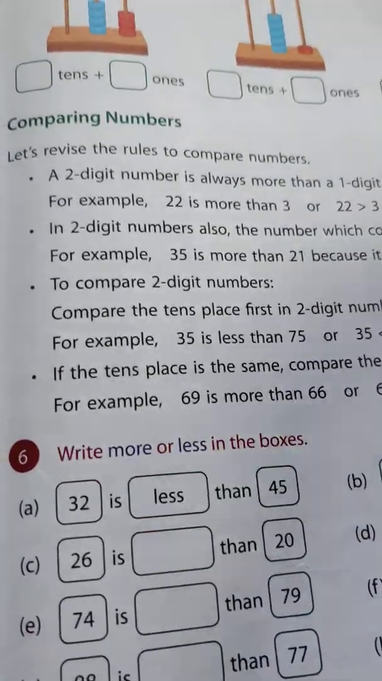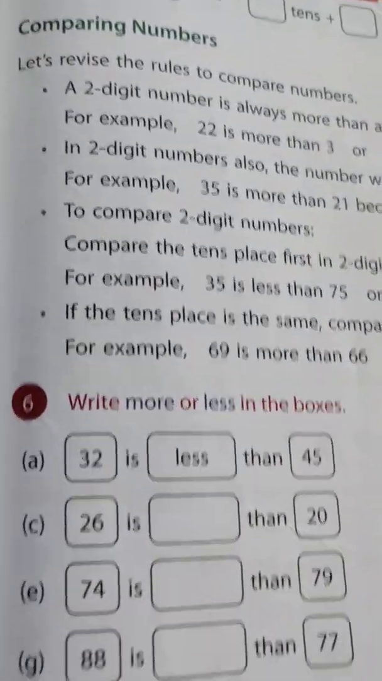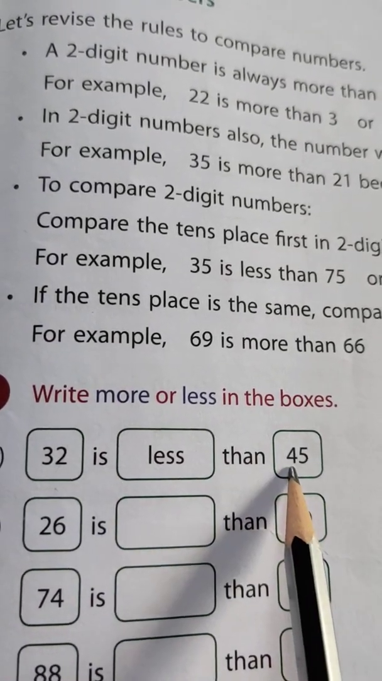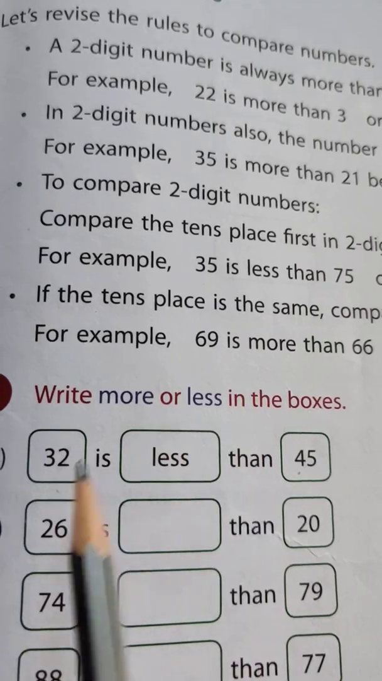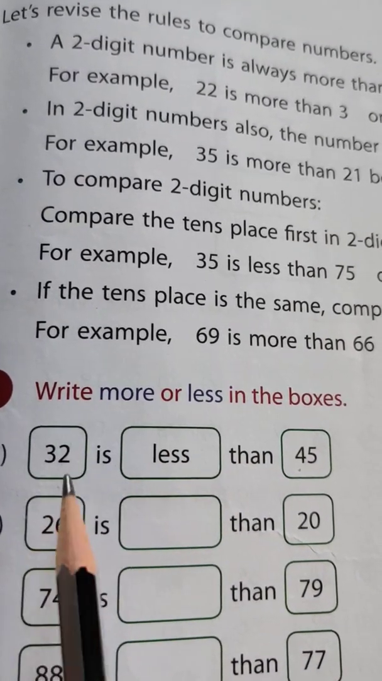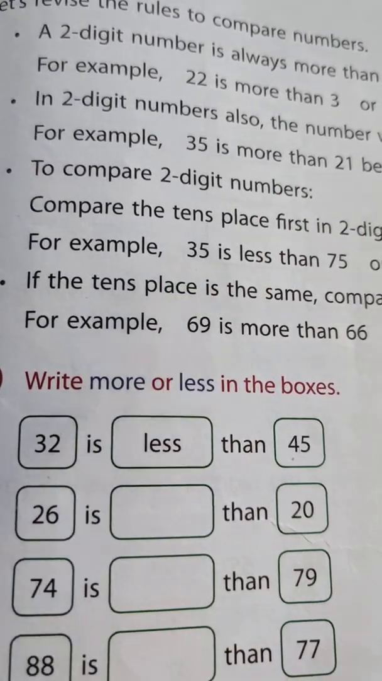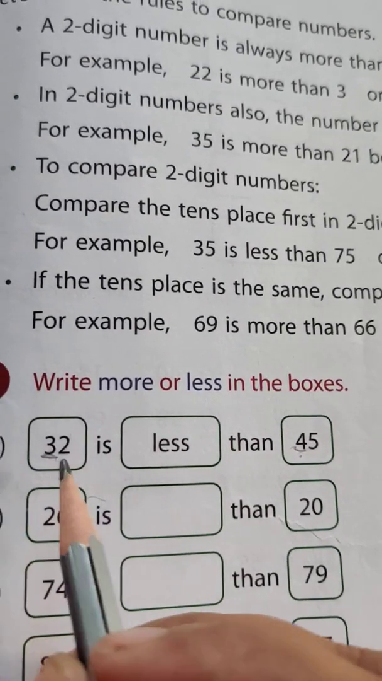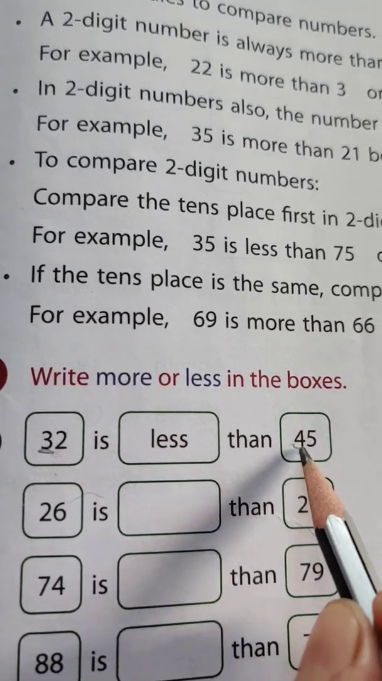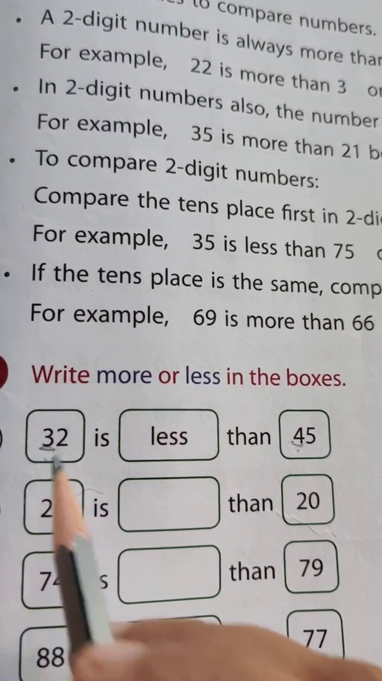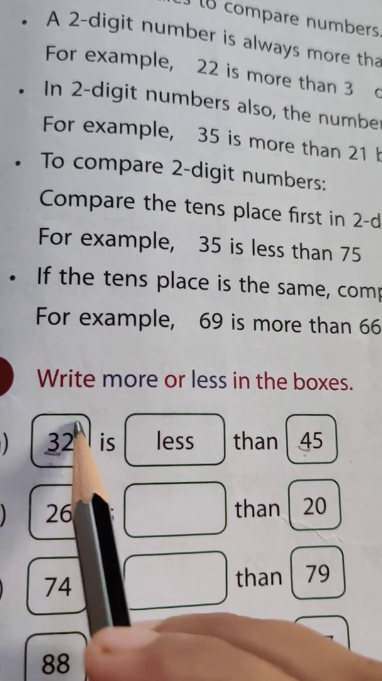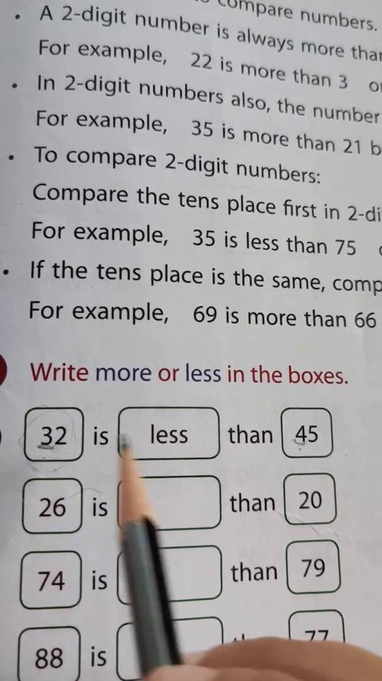So these are the steps. Now we will solve these problems. 32 is dash than 45. It is very easy. We will compare the tens place. This one is 3, this one is 4. Which one is more? 45 is more and 32 is less. So we will write 32 is less than 45.